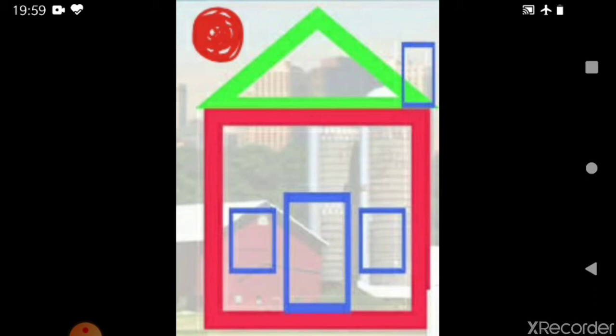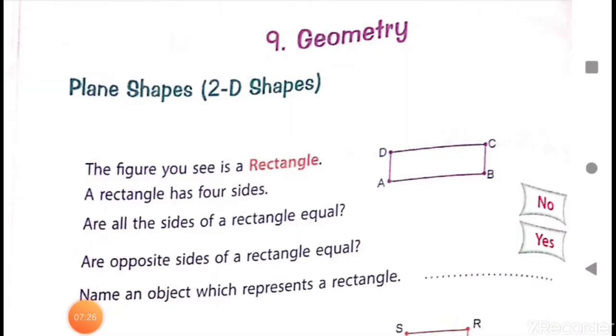Apart from these, any shape that can be put flat on a plane surface is a two-dimensional shape. So first, we will learn about these four basic shapes, that is square, rectangle, triangle and circle. Now the first figure which you see on the page is a rectangle. Rectangle, square, triangle, circle, these are the names given to these plane shapes. These are the names given to these two-dimensional shapes.